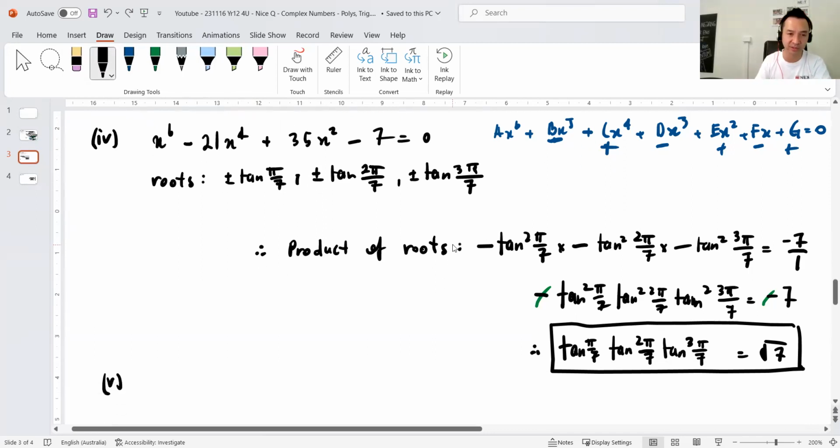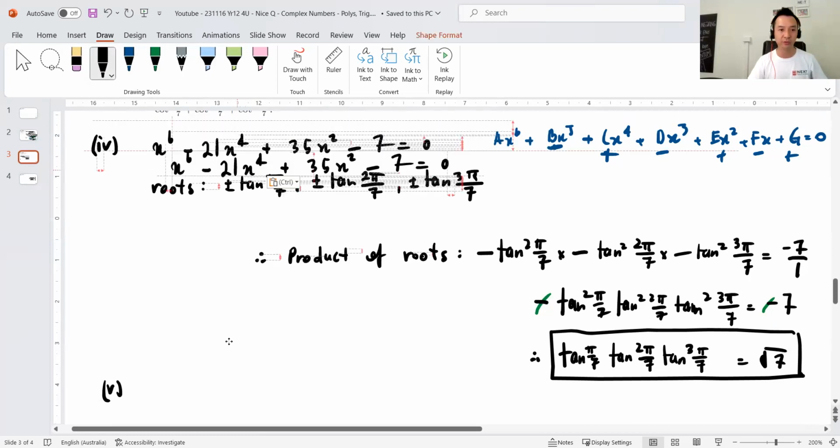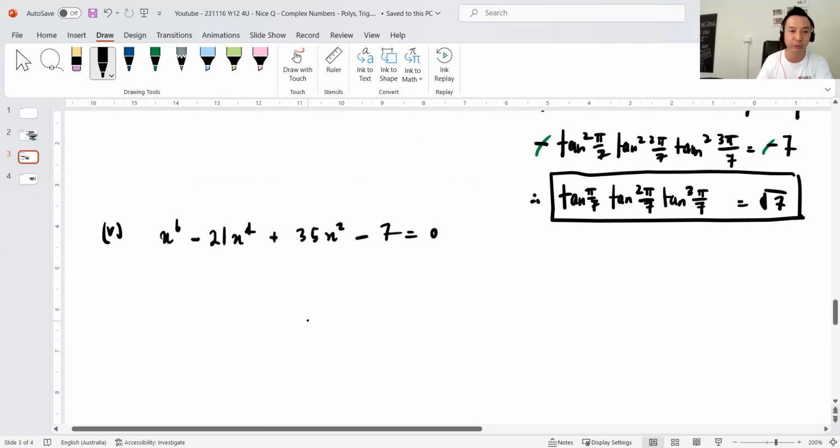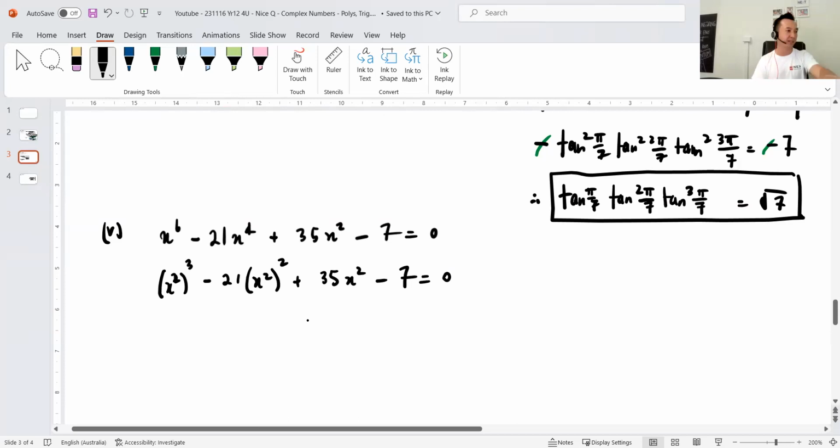Instead, we're going to do this, right? I'm just going to copy down our polynomial. The fact that for this polynomial they're all in squares is actually the key, because I'm going to repackage this equation in terms of x. I'm going to let x squared be factorized, so that x cubed minus 21x squared plus 35x minus 7 equals 0. And I can just say that the roots used to be x.